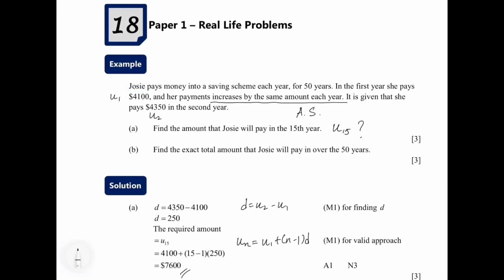And then in part B, we are going to find the exact total amount over the 50 years, which means we are going to consider the total sum of these 50 amounts among those 50 years. And if we consider the word exact, that means we are going to present our answer in exact value. And also the word total means we are going to apply the sum of the first n terms formula instead of the general term formula.